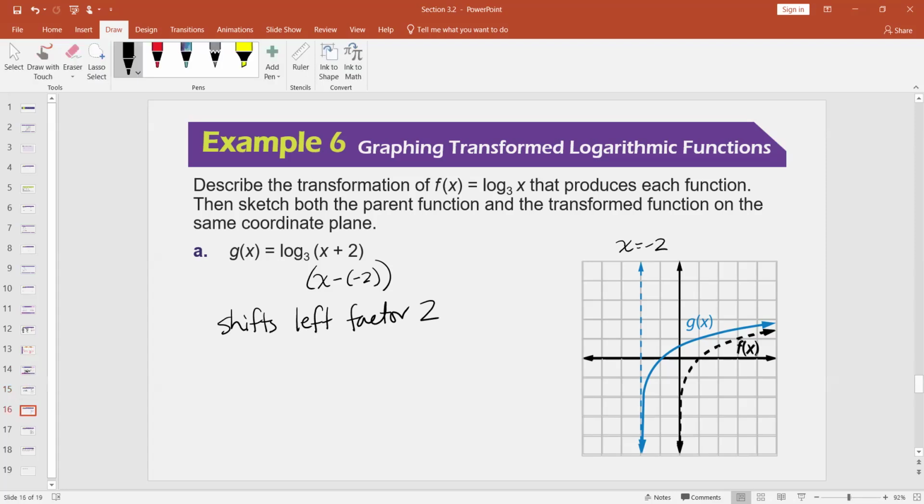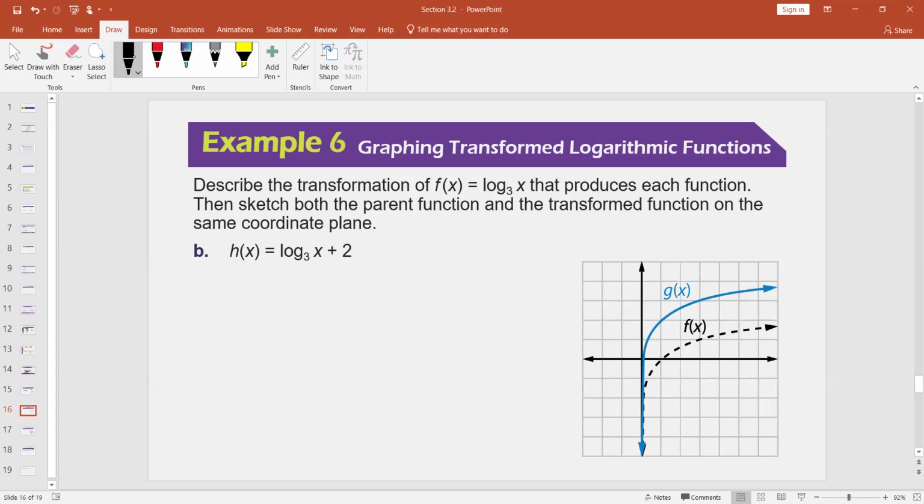In the next one, because it's not in parentheses, this is like a plus k. So this one gives us a vertical shift up 2, and you can see that's what we've got here. That also means that our x-intercept has shifted. However, because we're not shifting left and right, we still have that vertical asymptote at x equals 0. So there's no change with the asymptote.